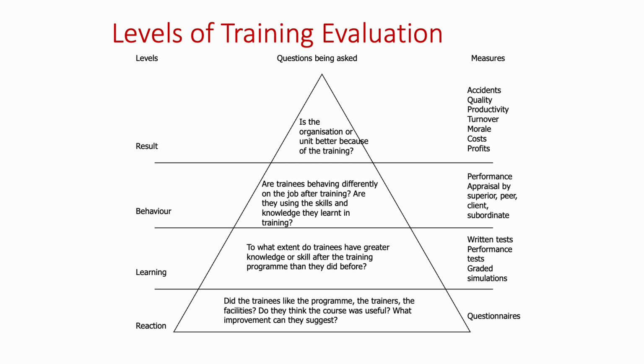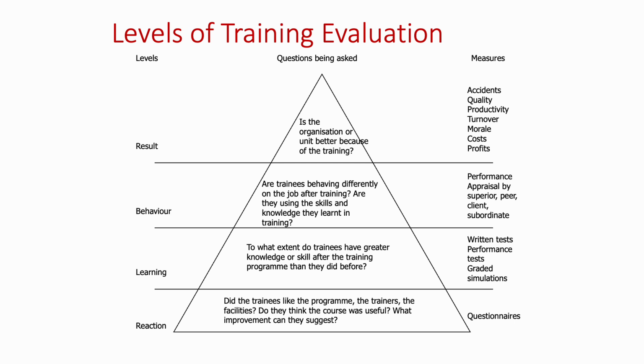So are the trainees behaving differently? How can you know this? What are the measures? Performance appraisal by superior, peer, client, subordinate. So performance appraisal can be one of the measures through which we can understand and identify the behavioral changes in the employee. And the last one is the result.